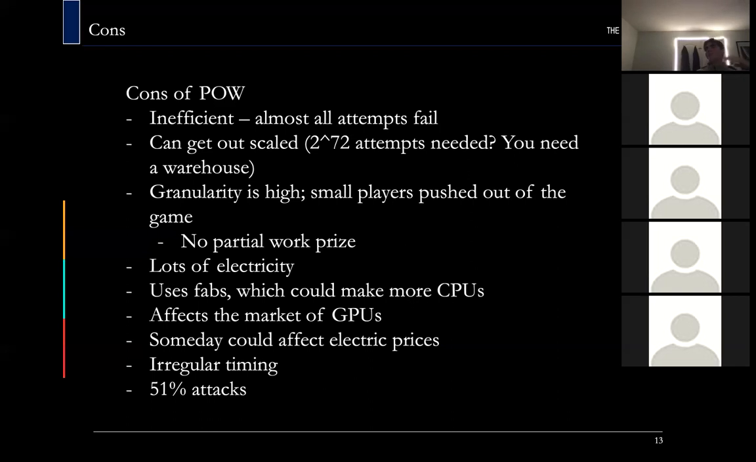Granularity is high. Small players get pushed out of the game. So that's because there's all of these big companies with these big crazy computers that can then solve the majority of these math problems. And you on your Dell trying to get into the game, it's just not feasible for you anymore.